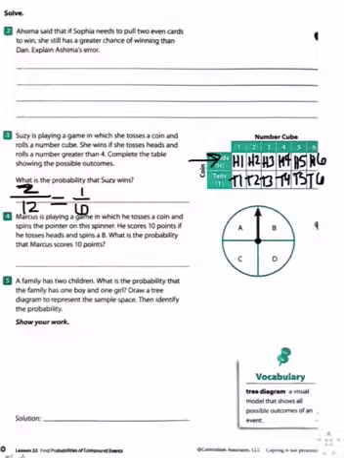Number 4. Marcus is playing a game in which he tosses a coin and spins the pointer on the spinner. He scores 10 points if he tosses heads and spins a B. What is the probability that Marcus scores 10 points?